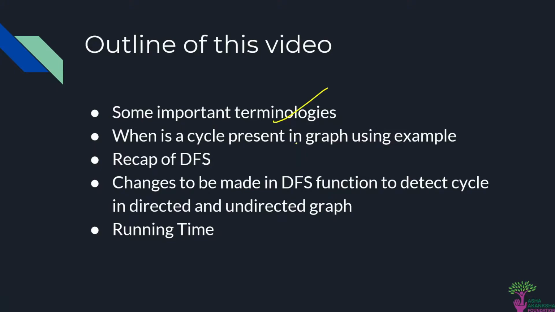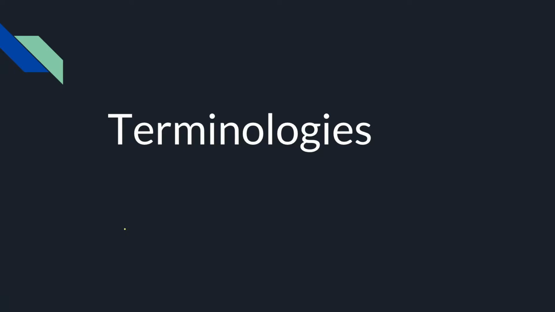Then we will see an example of a cycle present in a graph. Then we will recap the DFS and we will see the changes in the DFS function that we have to make in the case of directed and undirected graphs in order to achieve that algorithm. And then finally we will look at the running time. So let's move on to the important terms.